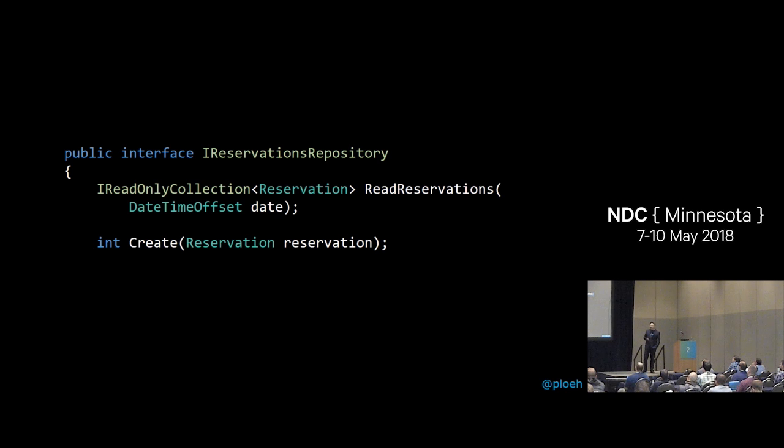The reservation method, or the create method, returns an integer. That is the ID of the row that you just created in the database. So this violates the command query separation principle, but it's a common thing that people do. So I'm just keeping the example here realistic.